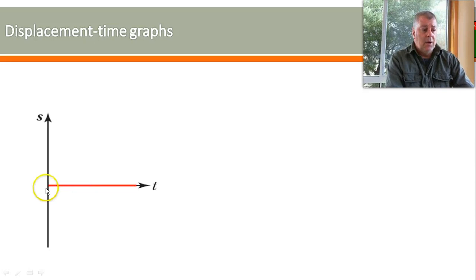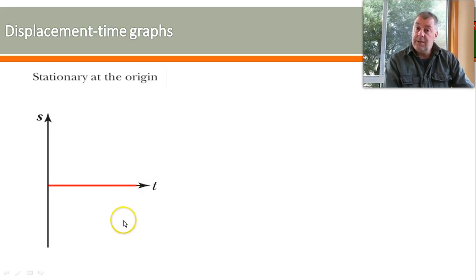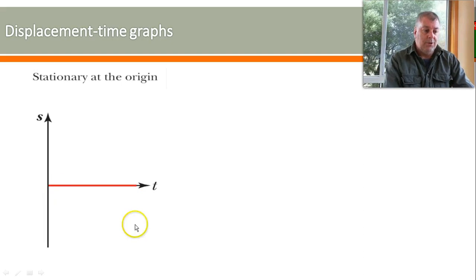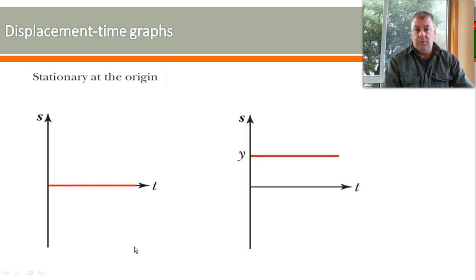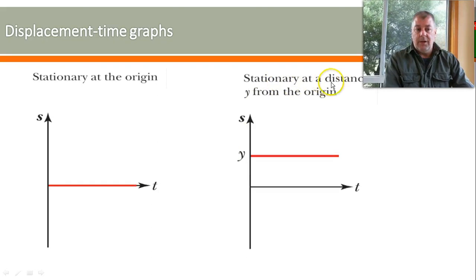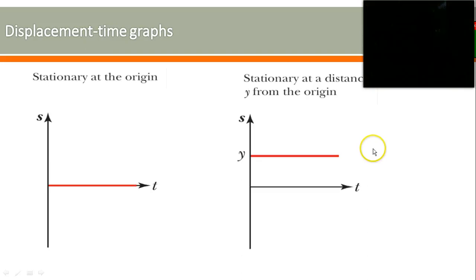Now what's happening in this case? Well, the object started at the start position, which we assume to be the origin, and has been there as the clock has ticked. So it's stationary at the origin, being 0, 0. What does this one describe to you? Well, the object is at Y from the origin, but it stays there. As the clock ticks, it stays in the same position. Therefore, the object is stationary at a distance Y from the origin. That's pretty straightforward. Not much motion happening there.